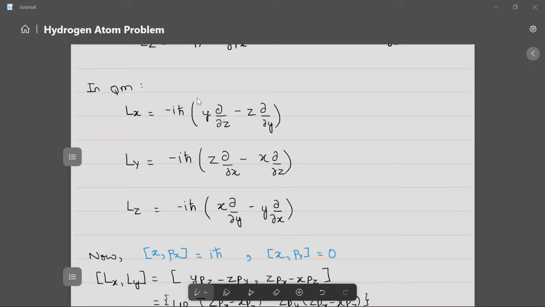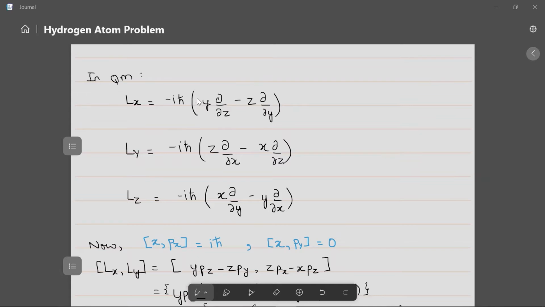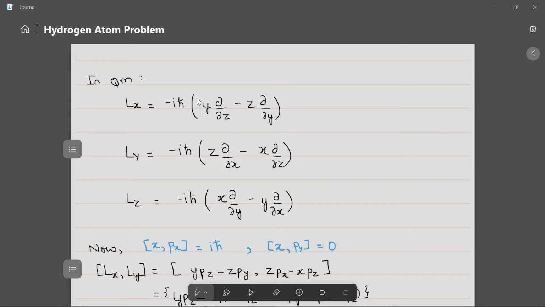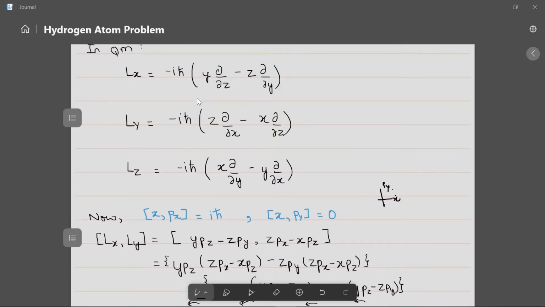Now the important thing is we'll try to look at commutation relations. Before we do that, we have to understand these three relations. The uncertainty principle tells you that you cannot measure momentum and the position along a particular axis simultaneously. That means that these two operators do not commute. But you can measure position along x and momentum along y. These two operators commute, meaning these are simultaneously observable.